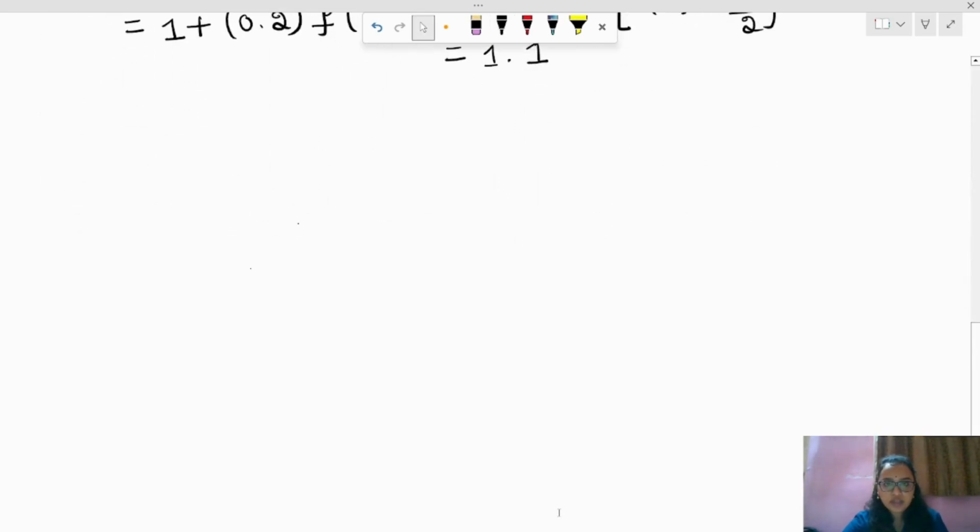So now let us move on to applying modified Euler's method. We will first write down the formula. This is the modified Euler's method that I am going to apply now.